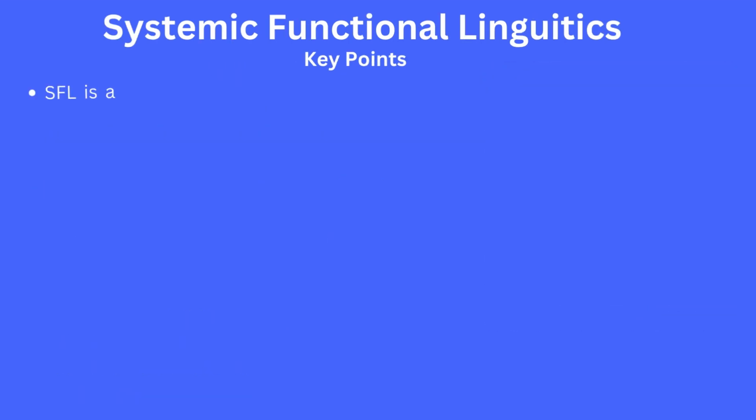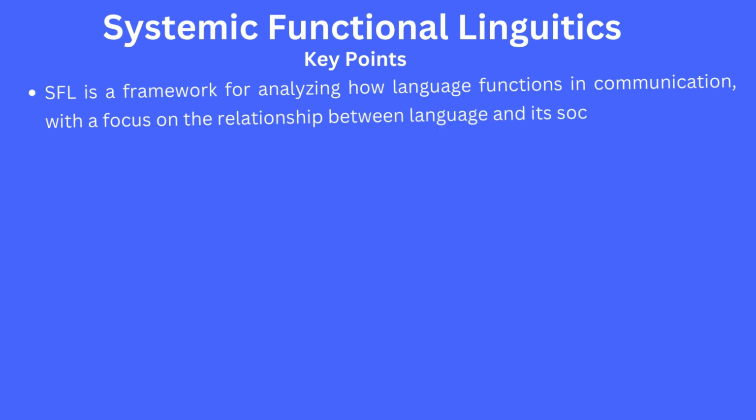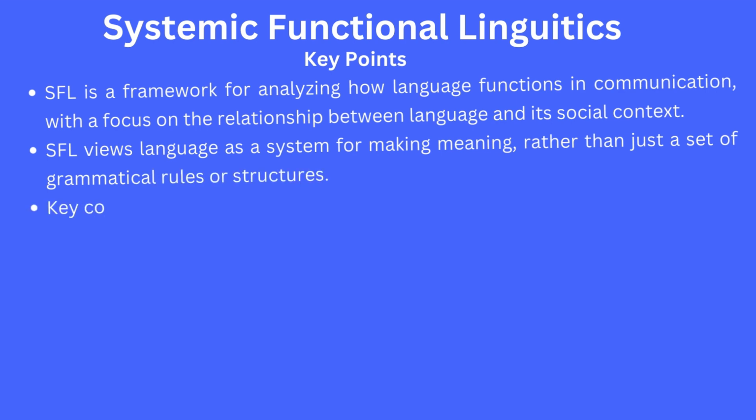The key points of this lecture: systemic functional linguistics is a theory of language that was developed by the British linguist Michael Halliday in the 1960s. It is a framework for analyzing how language functions in communication, with a focus on the relationship between language and its social context. Key concepts in systemic functional linguistics are functionality, which emphasizes that language serves various functions beyond just conveying information.